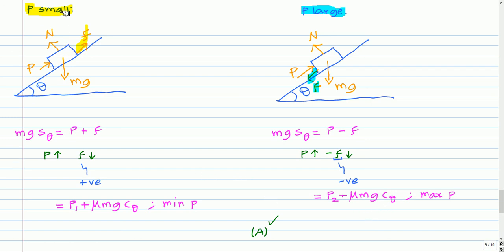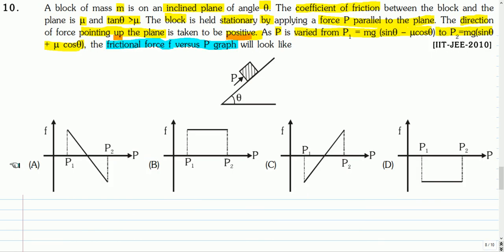So when P is changed from small value to large value, the friction force will start decreasing from the maximum value and will keep on decreasing, and after that the friction force will reverse its direction and then will keep on increasing to a maximum value, and the variation of P and F is linear. As P increases, F also increases linearly. So the correct option is option A.